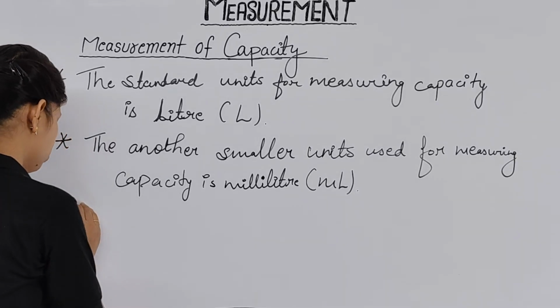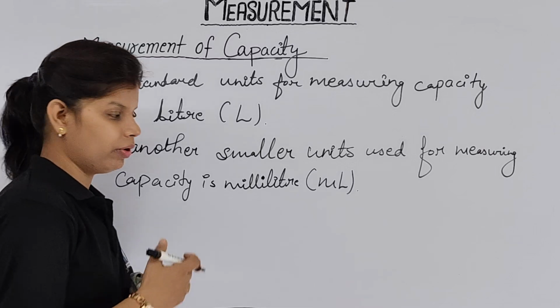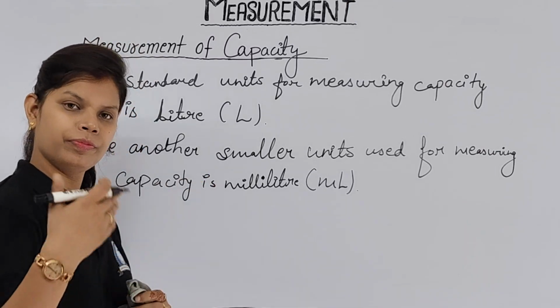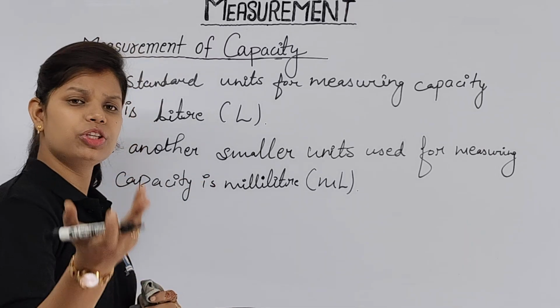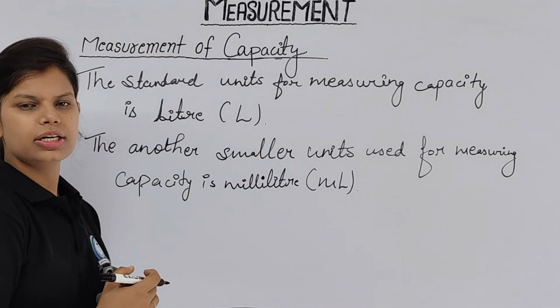The third point that we are going to remember: if somebody asks you, 1 liter is equal to how many milliliters? Second, which unit will be bigger and which unit will be smaller? So liter will be bigger and milliliter will be the smaller one.